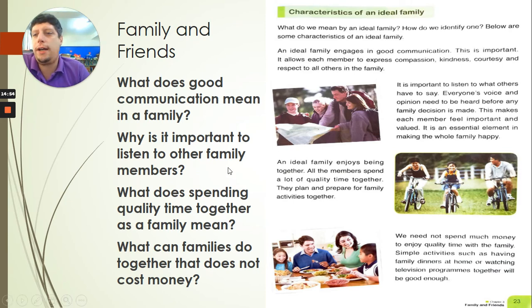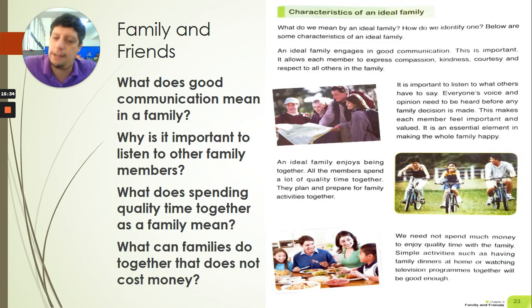Okay, I'm quickly going to read through your questions that you need to answer in your copybooks. Please remember that all of these need to go into your copybook, okay? Questions and answers. So you need to write the question and then the answer. Okay, first question. What does good communication mean in a family? Question number 2. Why is it important to listen to other family members? Question number 3. What does spending quality time together as a family mean?